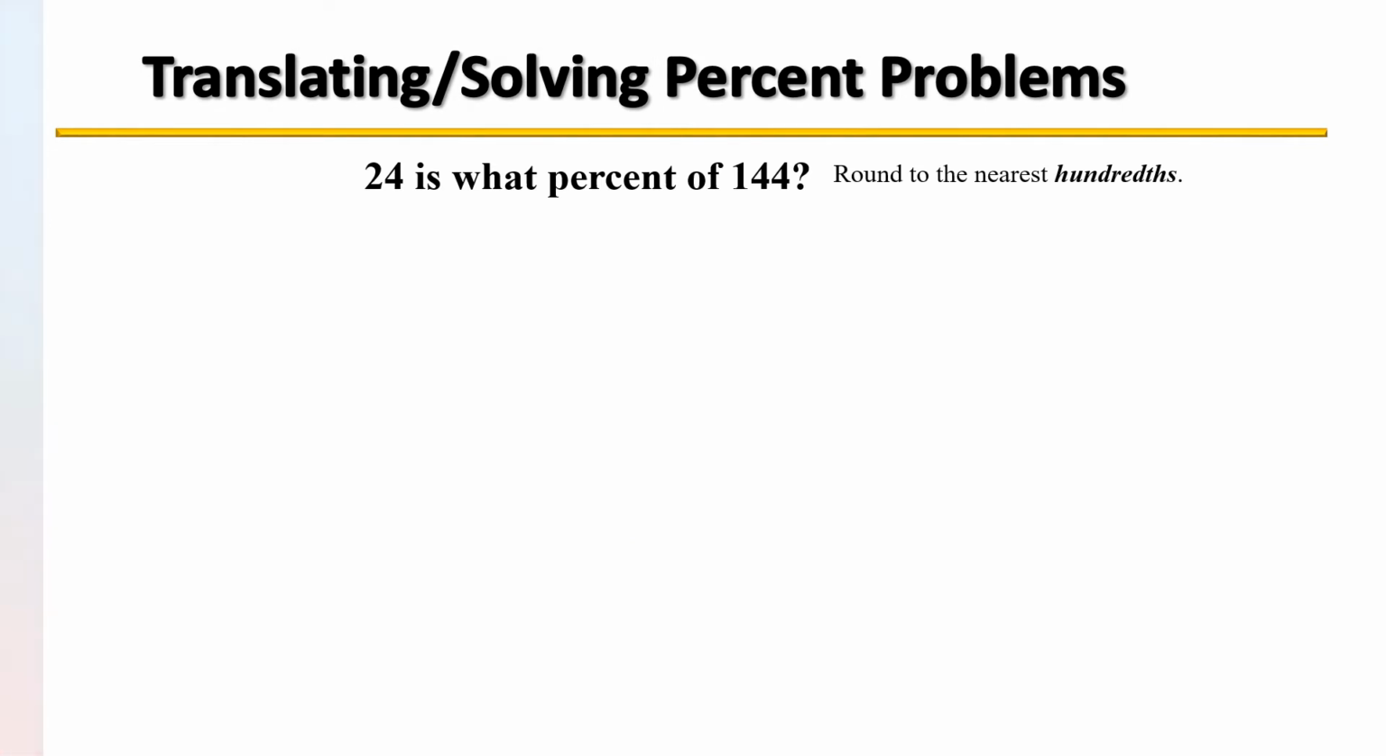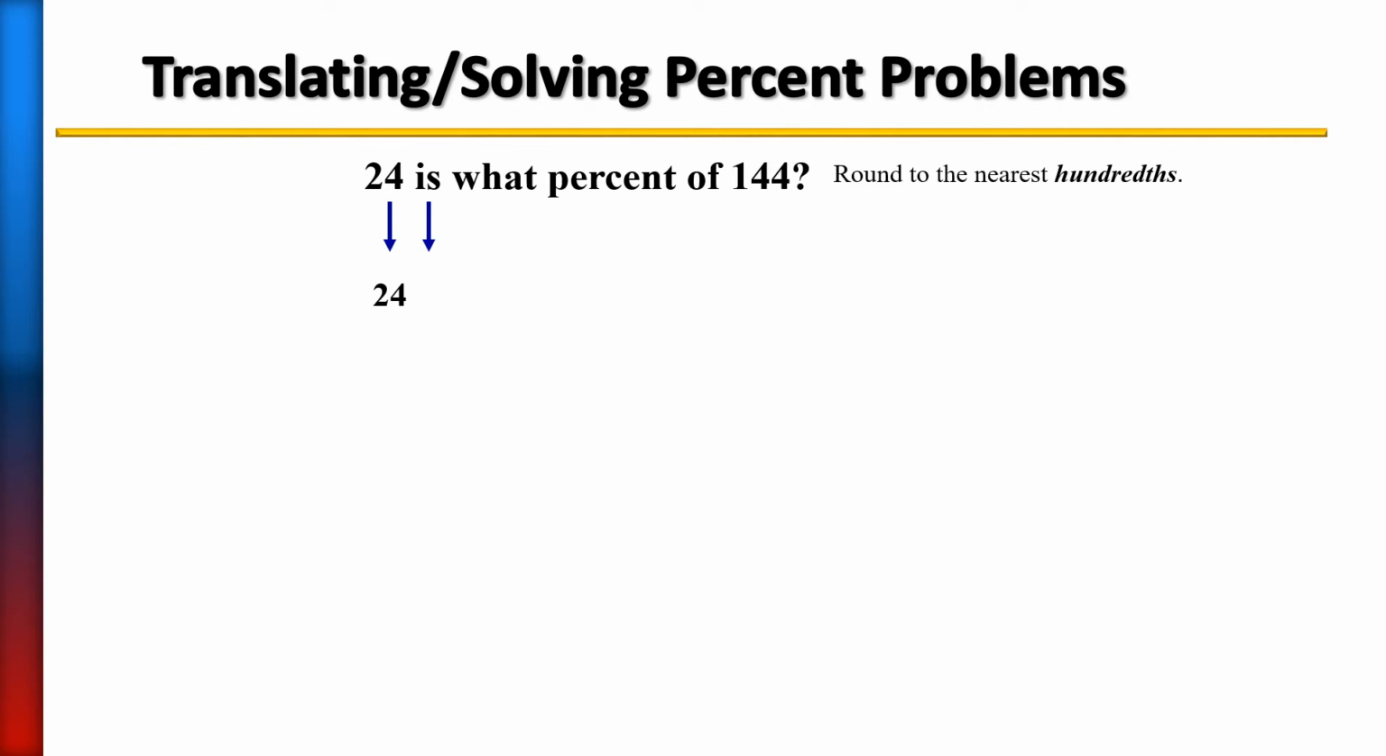Let's do another one. So here we have 24. Let's go ahead and translate it. Let's bring it down. Remember, anytime you see is, we're going to place what there? That's correct. Equal sign. What percent? When it says what percent, that means when I'm finished with this particular problem, I need to make sure that that value is a percent. It needs to be in percent form because that's what we want to know. So for now we're just going to use a variable as a placeholder for the percent.